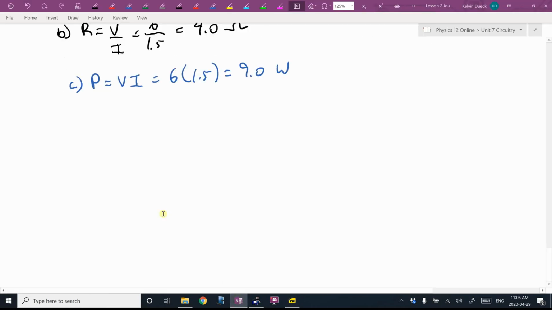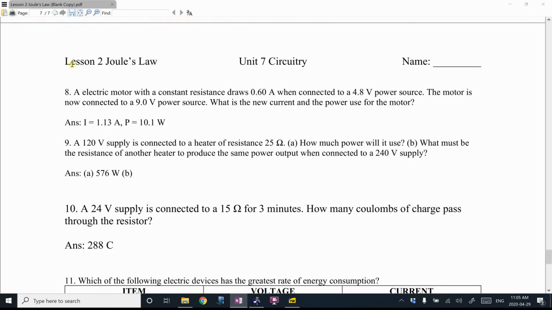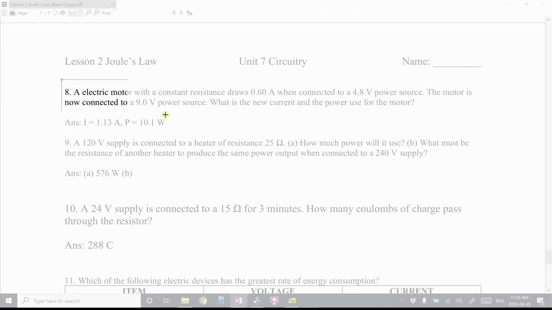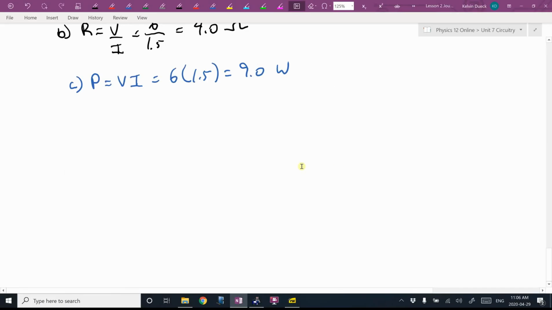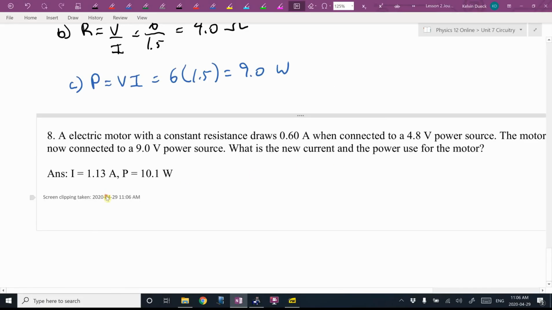Number 8. An electric motor with a constant power source, constant resistance. I said constant resistance because electric motors can heat up, and when they heat up, the resistance actually changes, so we're ignoring that. Draws 0.6 amps, 4.8 volts.